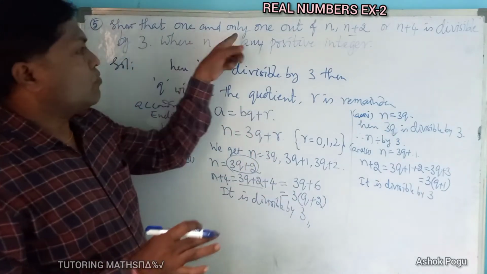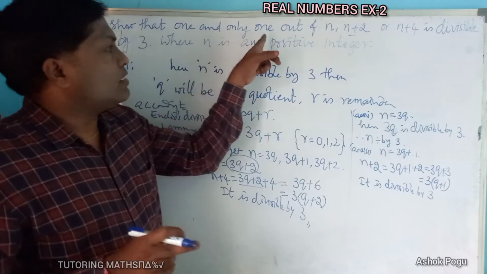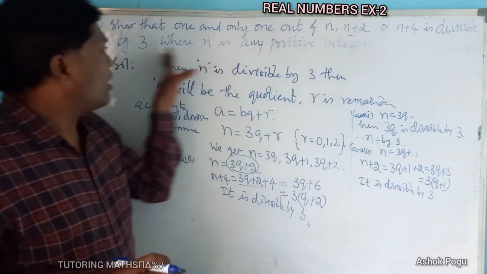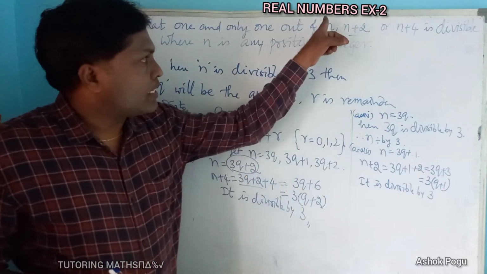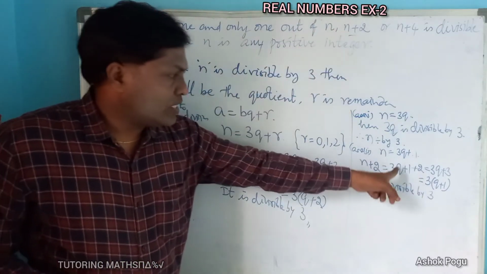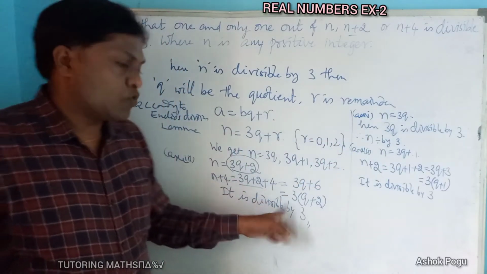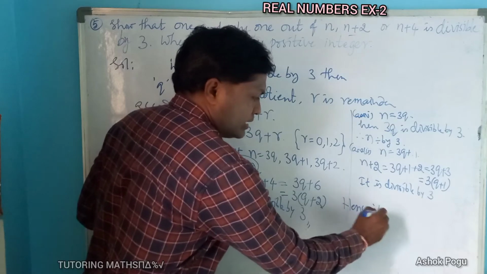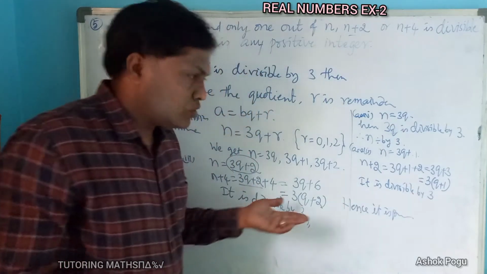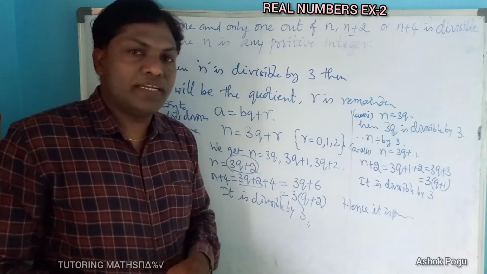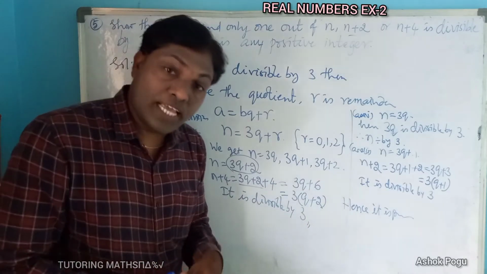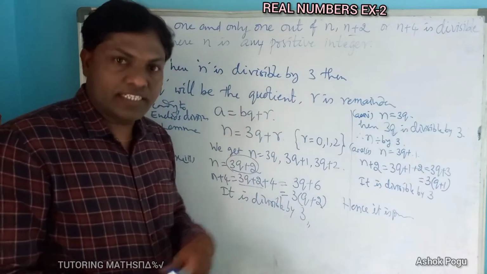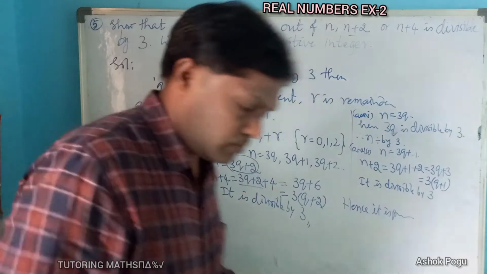Therefore there is one and only one out of n plus 2 or n plus 4 that is divisible by 3. So if n is divisible by 3, then n plus 2 and n plus 4 are not, and so on for the other cases. Hence it is proved. In the same manner, you try to complete the remaining problems once you go through the example problems. So let us continue with one more question. Then the second exercise. Let us start the next exercise.